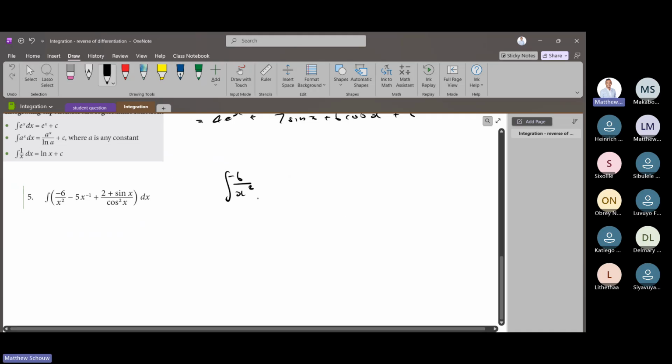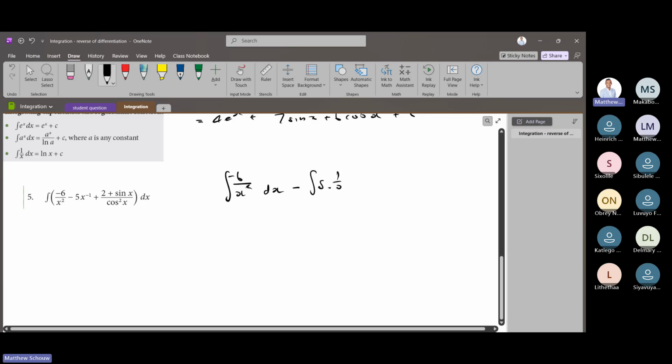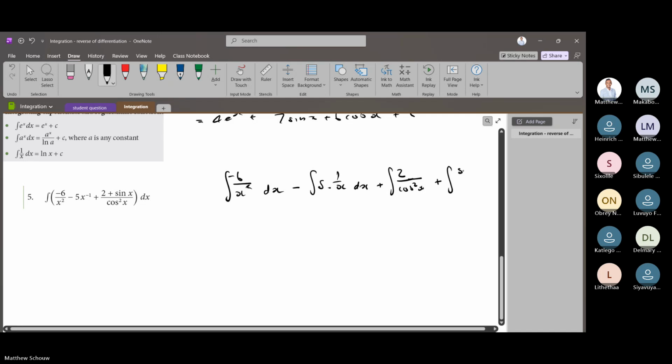And I keep on forgetting this dx. So let me just do this again. So dx, I can say 5 times 1 over x dx. This over here, we have to split up individually. So this case will be plus 2 over cos x squared. Can you guys see that? Plus sine x over cos squared x. Okay, this could be slightly tricky. And this is all times dx. I should have put it all here.